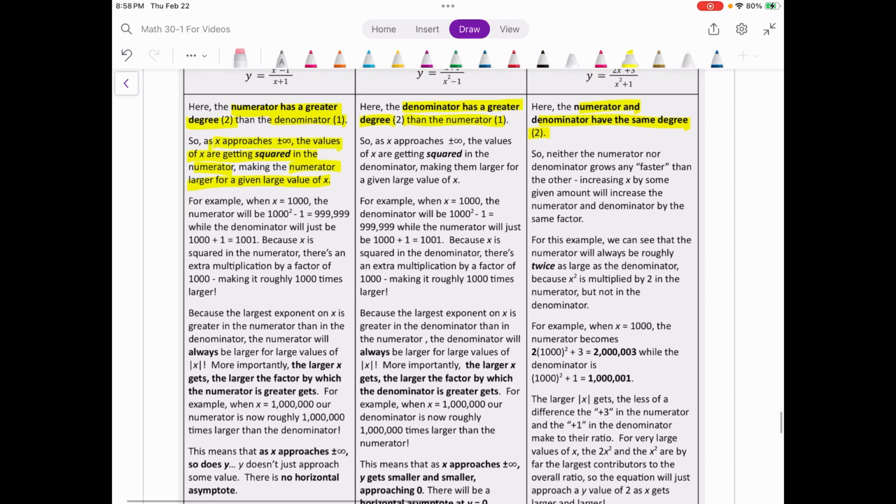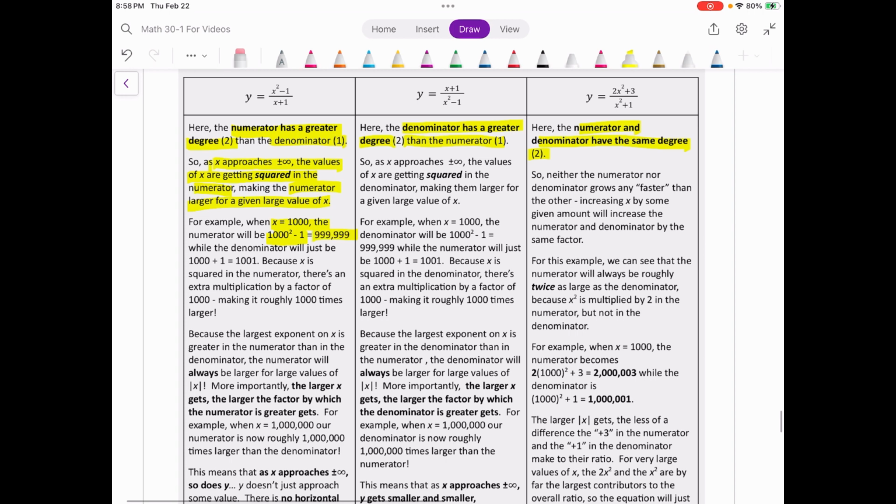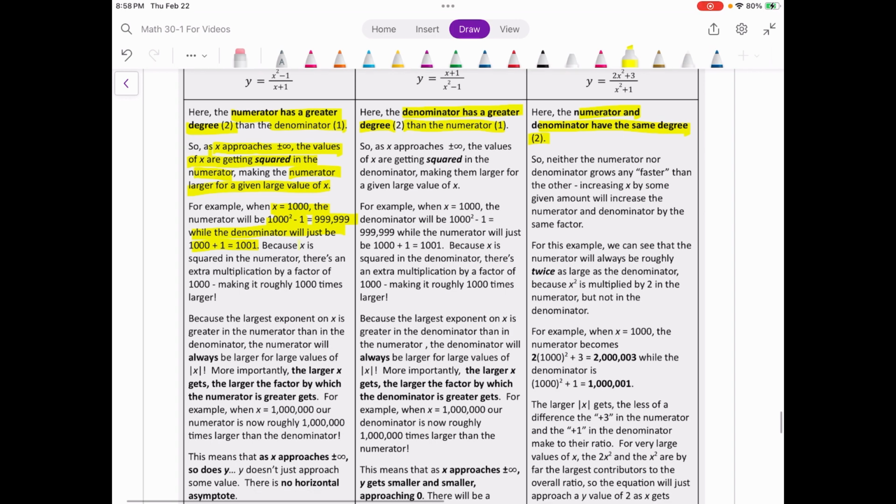So for example, just to look at some numbers, when x is 1,000, the numerator is 1,000 squared minus 1, which is 999,999, because 1,000 squared is 1 million, okay? While the denominator, well, it's also getting bigger. It's also x is 1,000. It's just 1,001, which is much, much, much smaller than 999,999. So our numerator is getting bigger by a much larger factor when we let x go to infinity, right? It's because x is squared in the numerator. So there's an extra multiplication by a factor of 1,000 in this specific case. That makes it about 1,000 times larger.